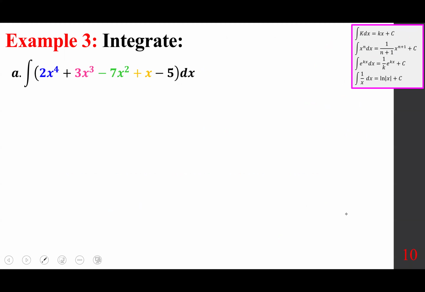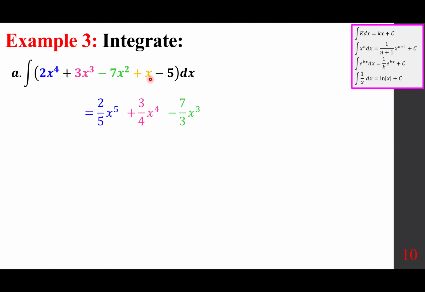When we differentiate it, we did them term by term, and integration, we're going to do the same thing here. So the first one, the exponent is 4, add 1 becomes 5. So this becomes 2 over 5 x to the power of 5. Add 1 to the exponent, you get 4. 3 over 4 x to the power of 4. Add 1 to the exponent, you get 3. So negative 7/3 x cubed.